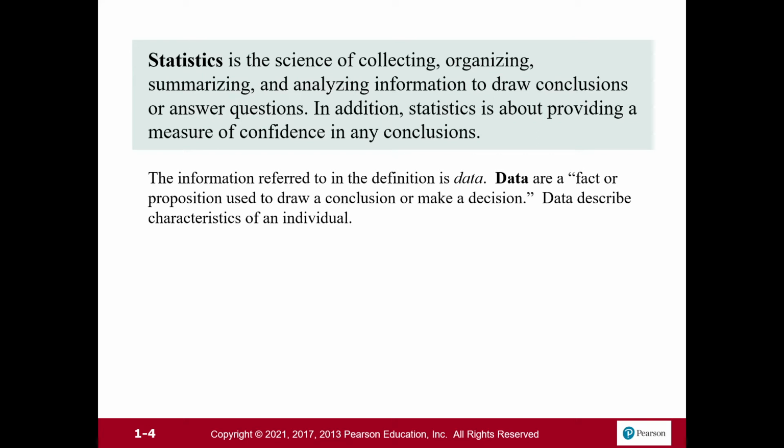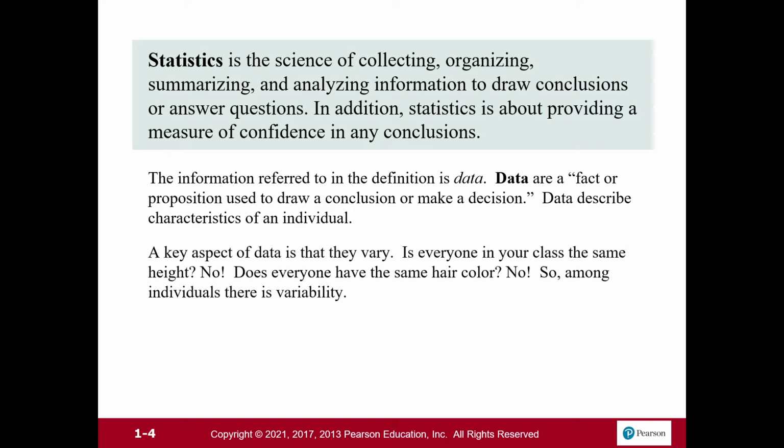Here we have the information referred to, and the definition is data. Data are a fact or proposition used to draw a conclusion or make a decision. All right. A key aspect of data is that they vary. So, the question is, is everyone in your class the same height? Does everyone have the same hair color? So there is variability.